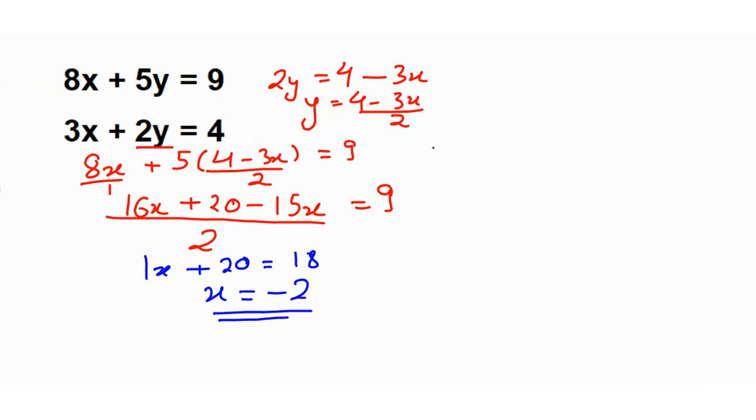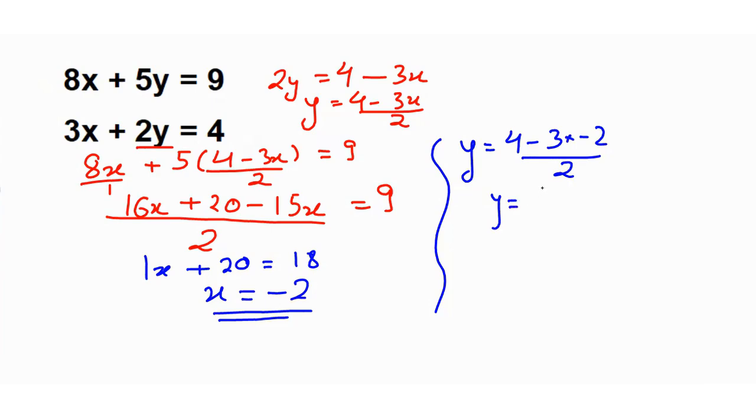Now we can find y with this. Y will be 4 minus 3 into minus 2 divided by 2. So y is equal to 4 plus 6 divided by 2. So 10 upon 2, that is 5. So we have minus 2 comma 5 as its solution. X is minus 2 and y is 5.